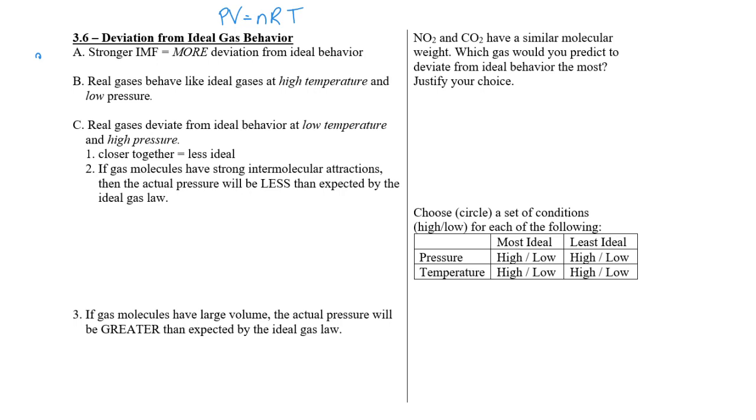So one general rule: the stronger the intermolecular forces are, the more they deviate from ideal behavior, okay? Basically, the closer molecules get to each other, the less they behave the way they're supposed to, okay?